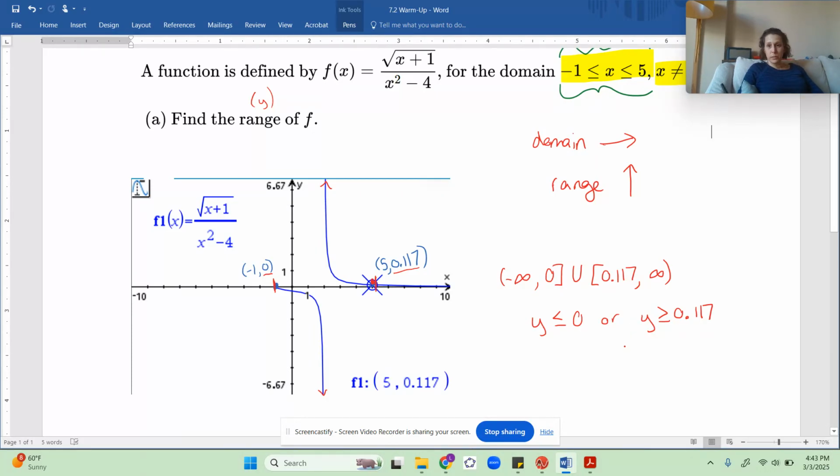I know this is a really tricky problem, but I wanted to show you an example, and you might see one like this again on a summative or a formative. So there you go.